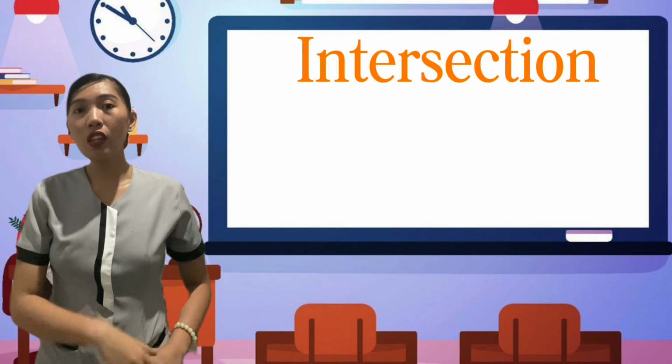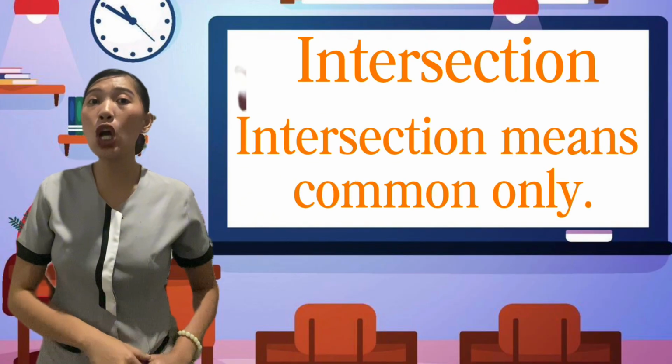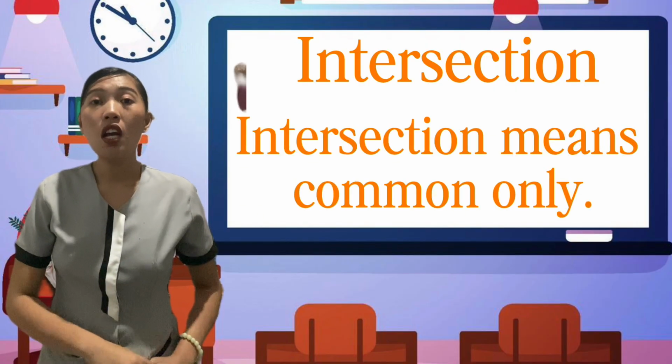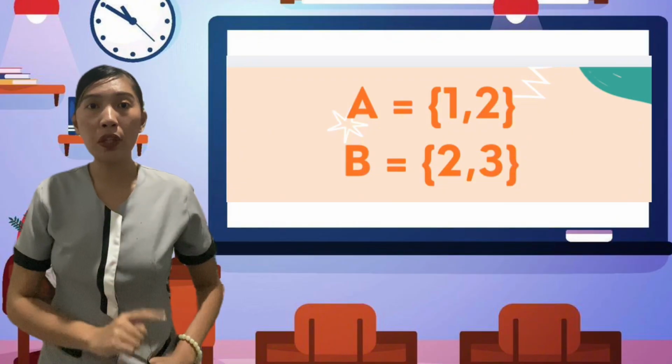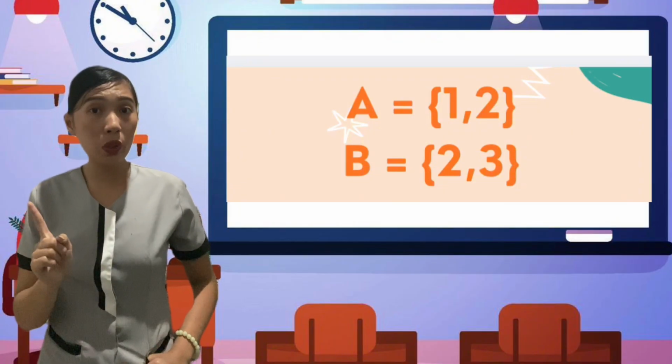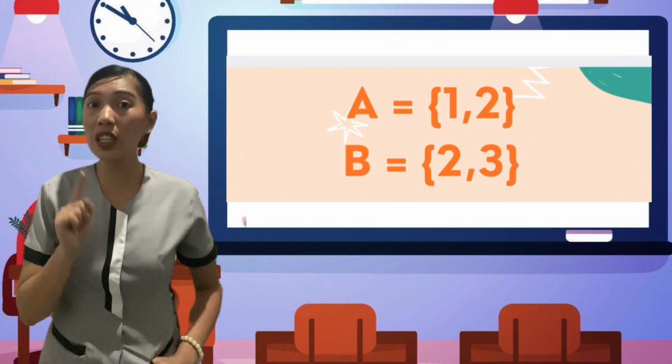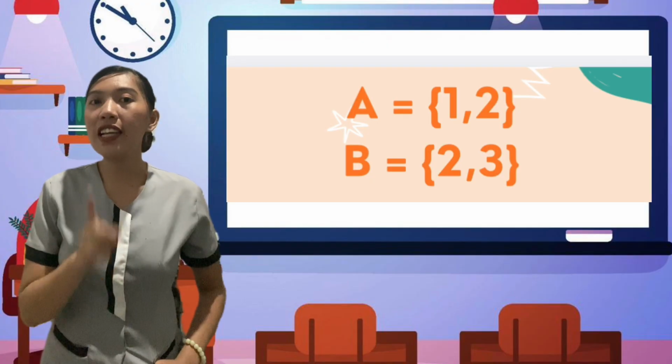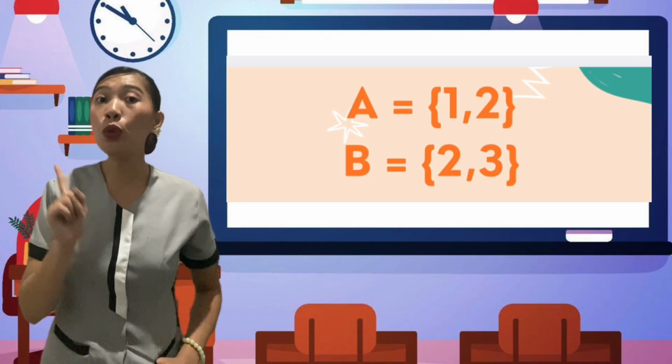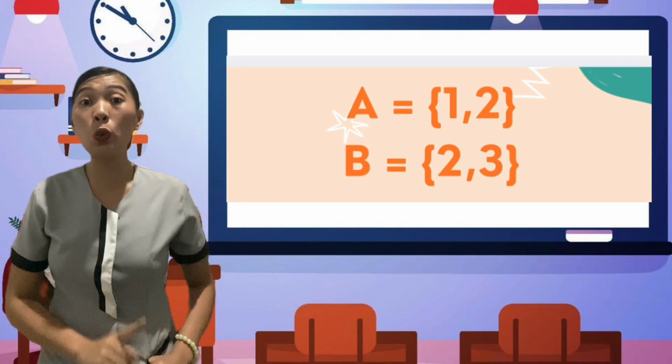Intersection. Intersection means common only. Compare each number. Is 1 in both? No. Is 2 in both? Yes. Is 3 in both? No. So the answer is only 2.